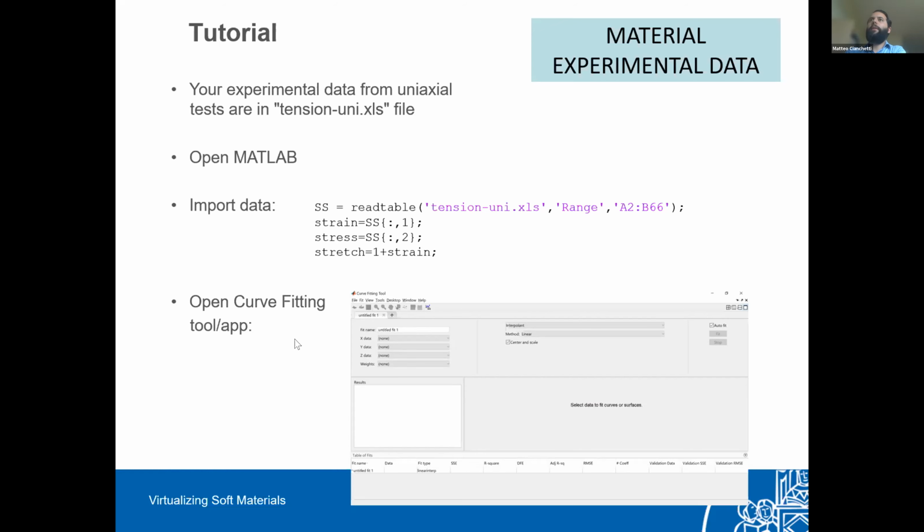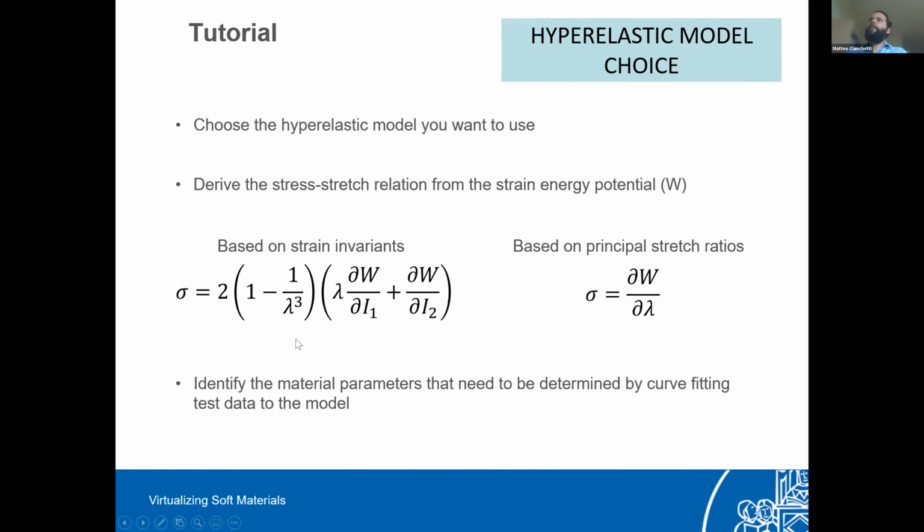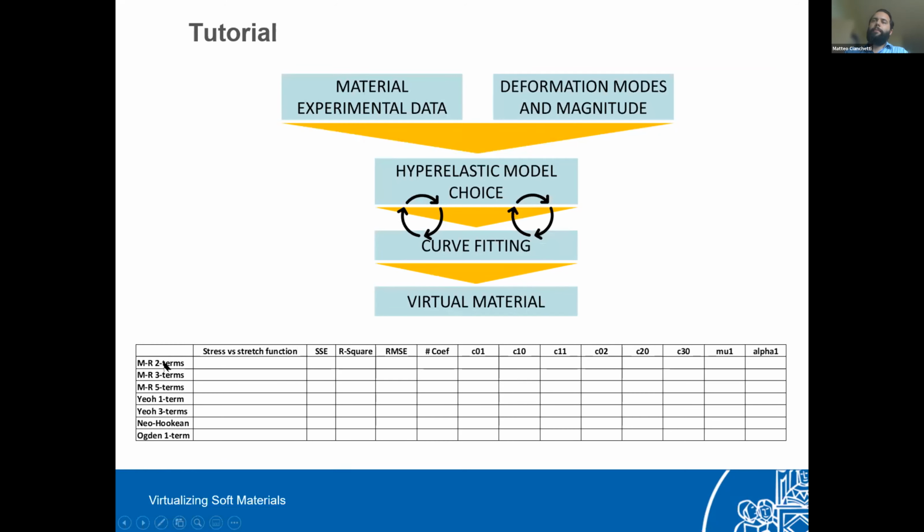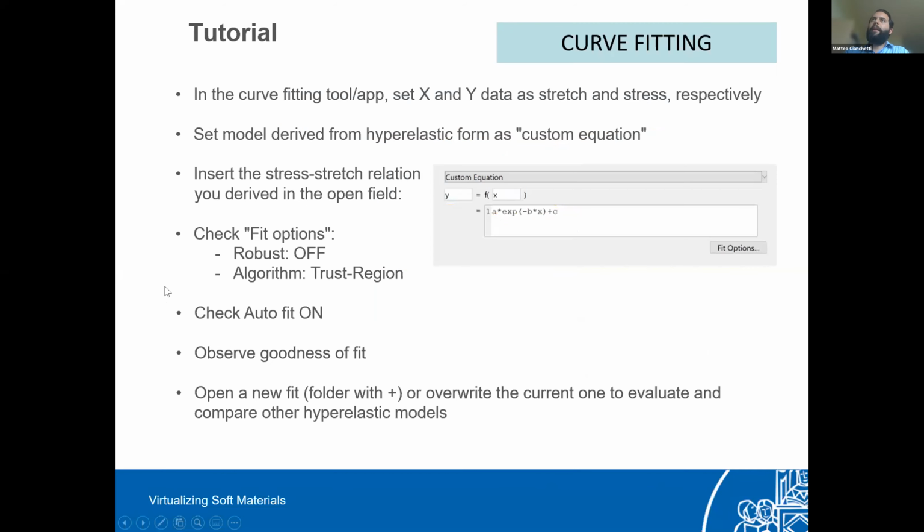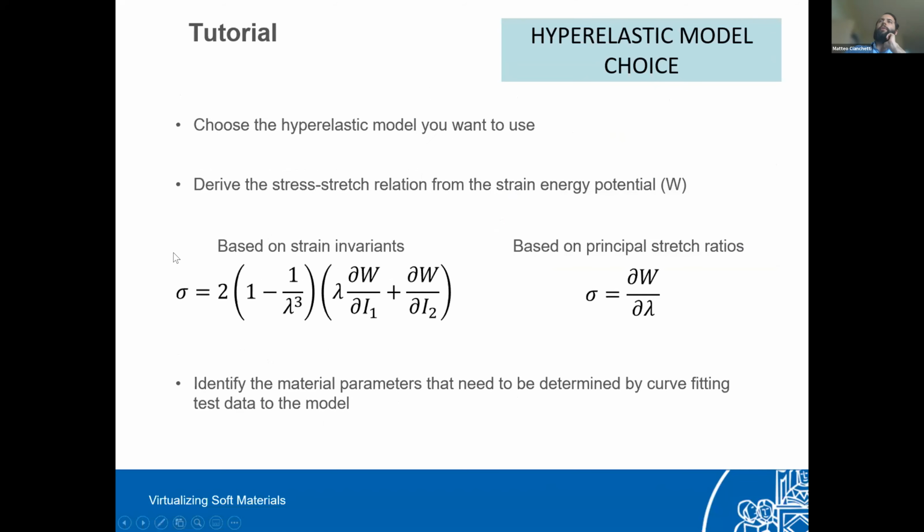You also opened the curve fitting tool. Probably here is the most tricky part so far. I don't know if you started from my table from the first one, or if you went through them randomly. But the idea is that if you started with, for example, the Mooney-Rivlin model, it is based on invariants, right?